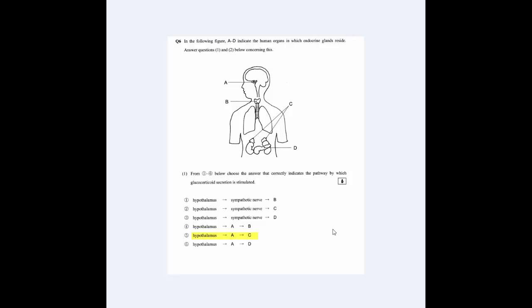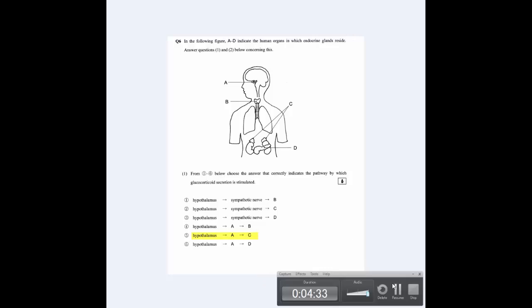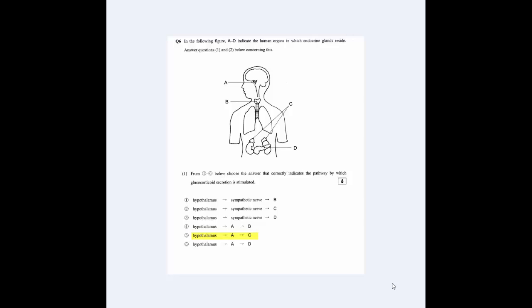Number 6. In the following figure, A through D indicate the human organs in which endocrine glands reside. Answers 1 through 6 below concerning this: A, B, C, D. From 1 to 6 below, choose the answer that correctly indicates the pathway by which glucocorticoid secretion is stimulated. And the answer is 5.